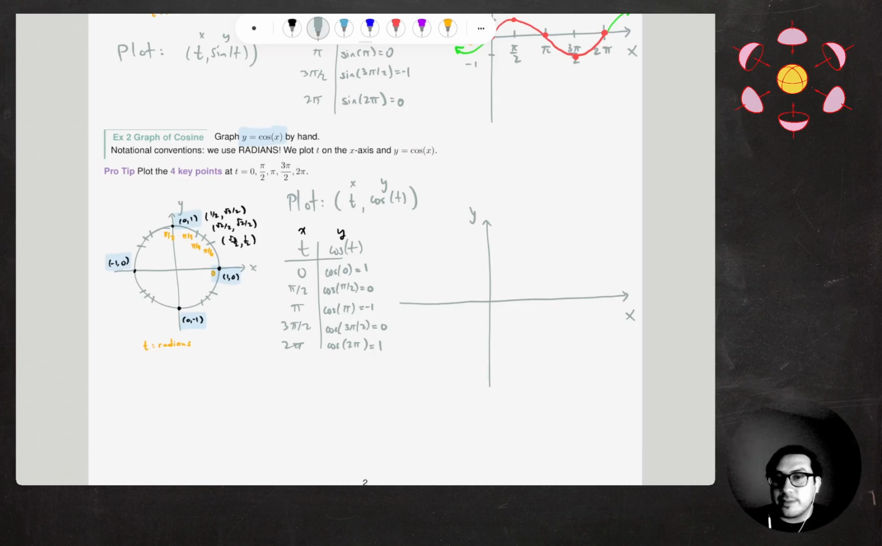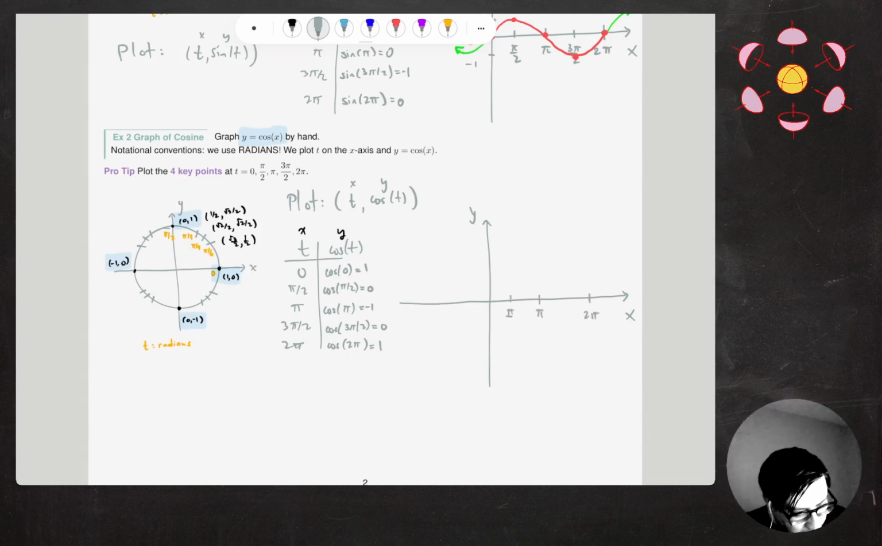All right, so time to scale our axis. So again, we're going to do one full turn of the circle. So we're going to plot this through 2 pi, cut this in half, pi, cut that in half again, and then this is going to be our 3 pi over 2. Okay, so as before, 1 and -1 should be somewhere around here.